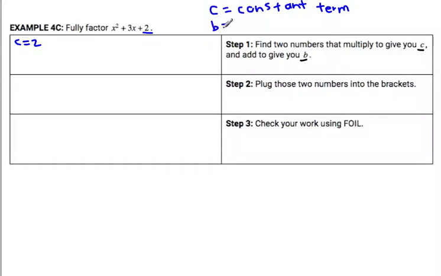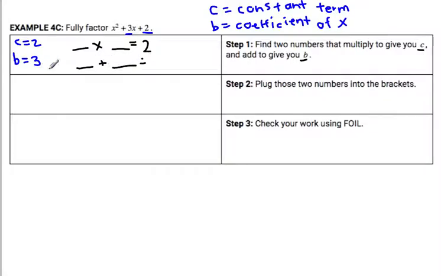B is the coefficient of x, not x squared, just x. So it's going to be our middle guy right here. So our b value is 3. So our two numbers need to multiply to give me c and add to give me b. So they need to multiply to give me 2. And the same two numbers have to add to give me b, which is 3.